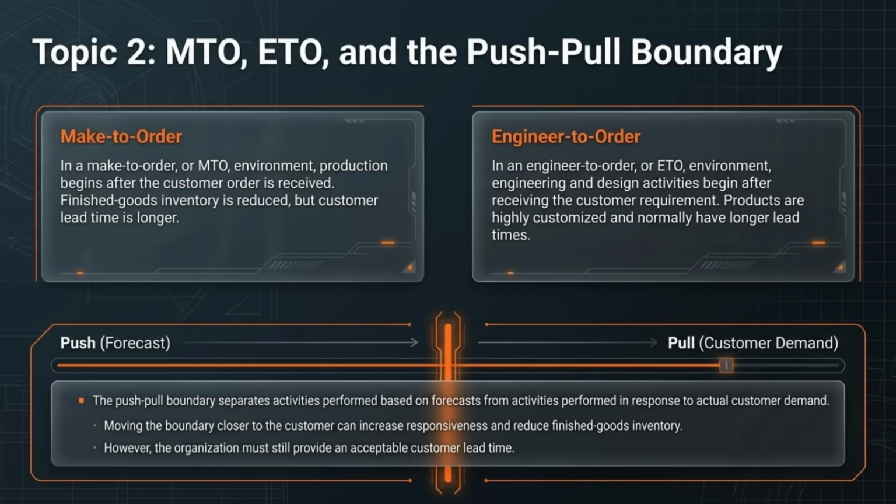Engineer to order. In an engineer-to-order or ETO environment, engineering and design activities begin after receiving the customer requirement. Products are highly customized and normally have longer lead times. The push-pull boundary separates activities performed based on forecasts from activities performed in response to actual customer demand. Moving the boundary closer to the customer can increase responsiveness and reduce finished goods inventory. However, the organization must still provide an acceptable customer lead time.